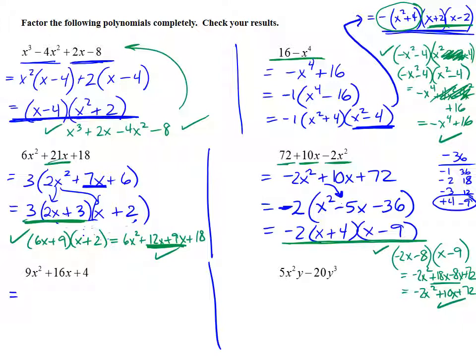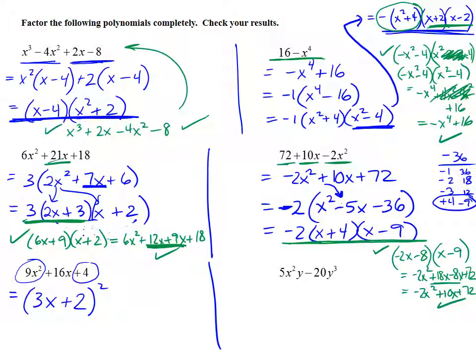We could use the AC method here for the trinomial. There is nothing common to take out at the beginning, so we could use an AC method or trial and error. But if you look closely, this first term is a square, as well as the last term being a square. Remember, we practiced with perfect square trinomials. If you ever see squares on both positions, try out a perfect square, undoing the squares. So if we undo the square here, we get 3x for 9x squared. Undo the square for 4 and we get 2.